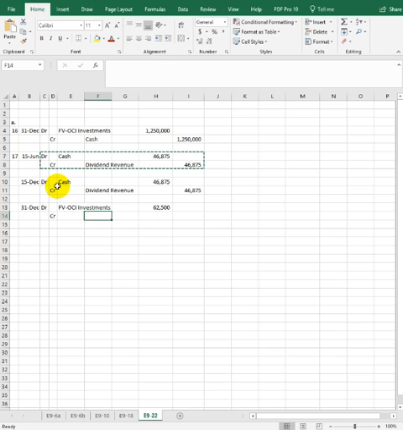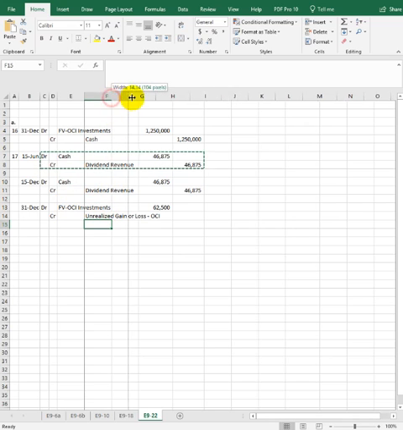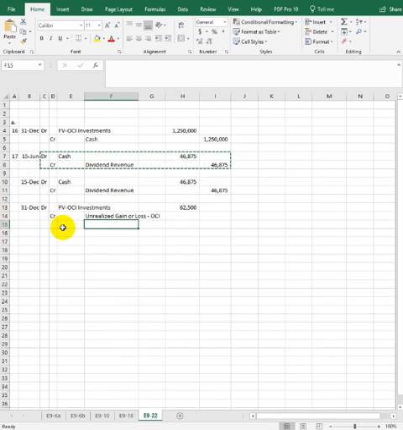And of course, it goes through other comprehensive income, unrealized gain or loss. Through other comprehensive income. All right, we need a little bit more room there. So let's give ourselves a little bit more room. First of all, hit enter. And we can just grab the side there. That gives us a little bit more room.